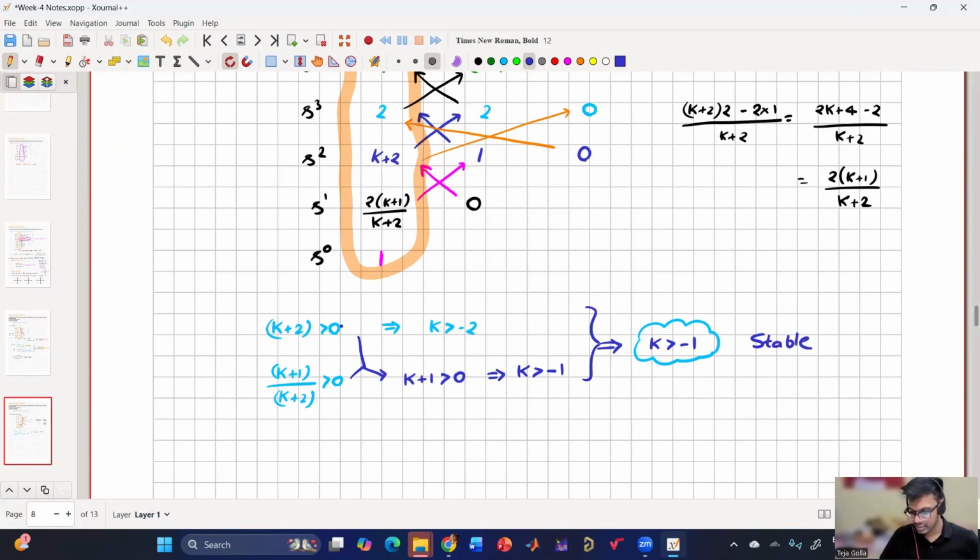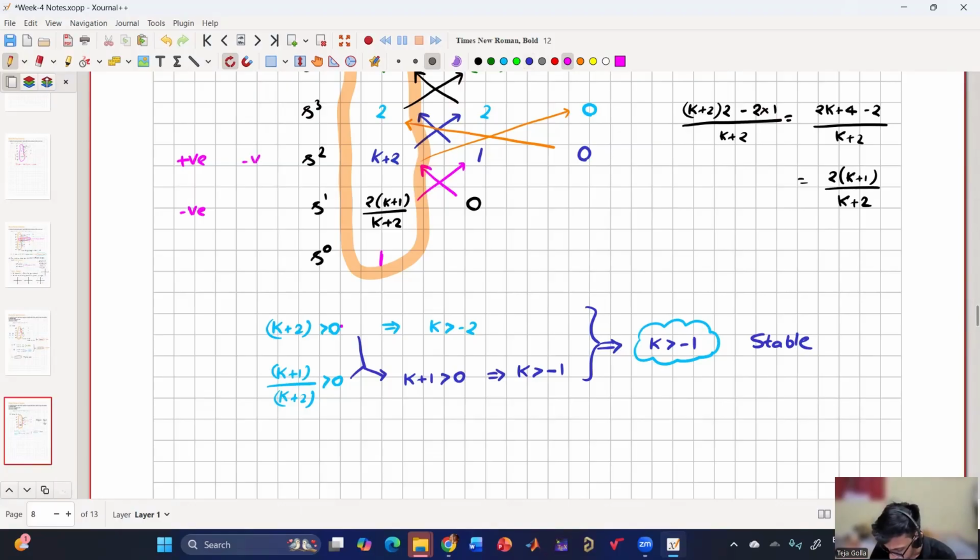Okay, so now for unstable, we can do something similar. As I have mentioned, two cases you can consider. One is K plus 2 positive and K plus 1 negative. The other is K plus 2 negative and K plus 1 positive, and see what are the possible conditions. Let us do the same. Say first I'll consider this to be positive, this to be negative.